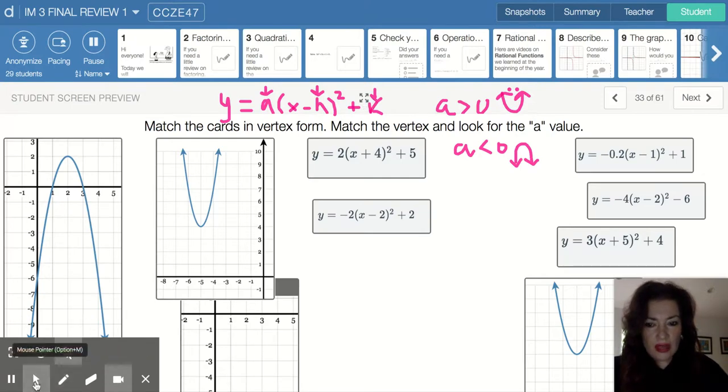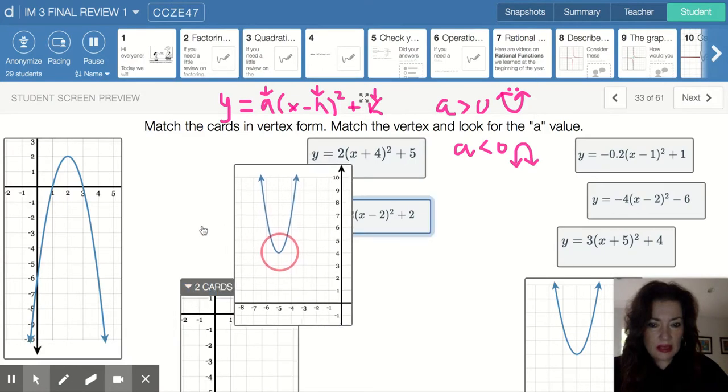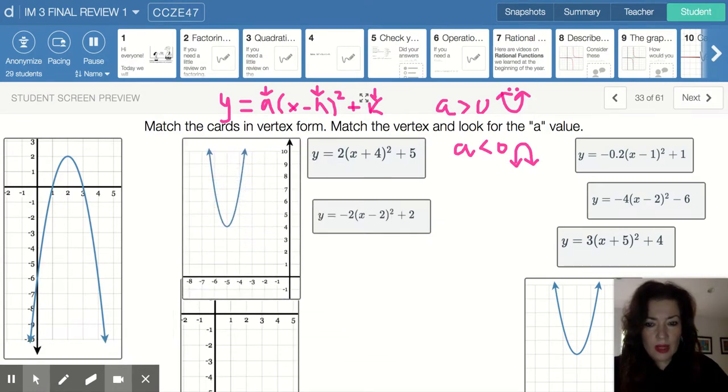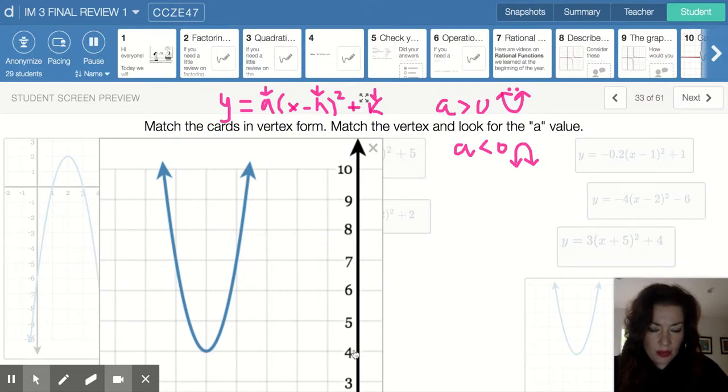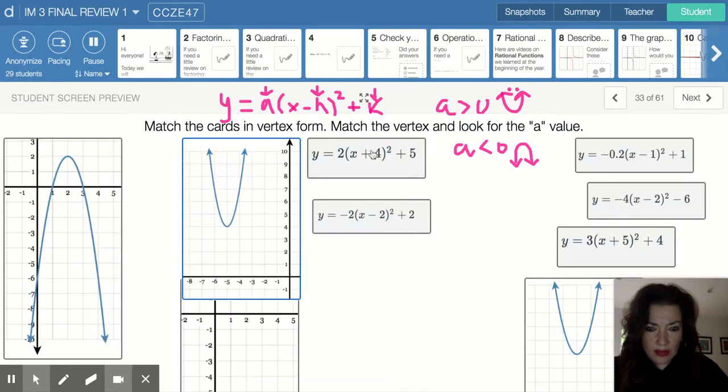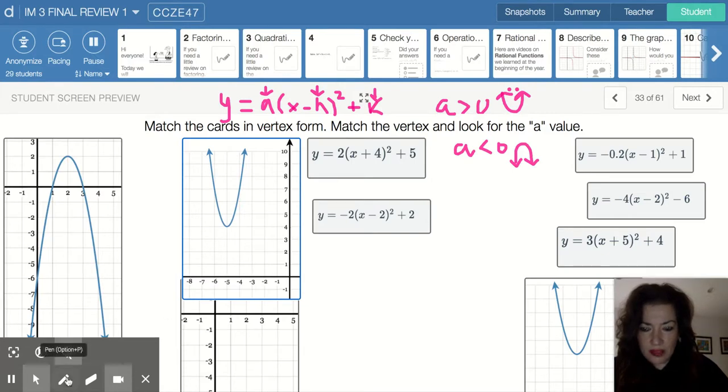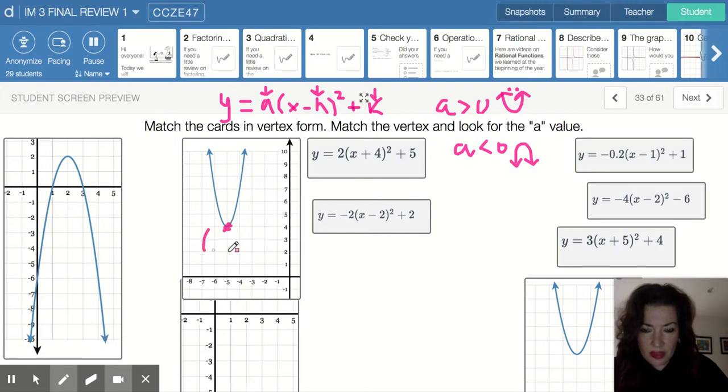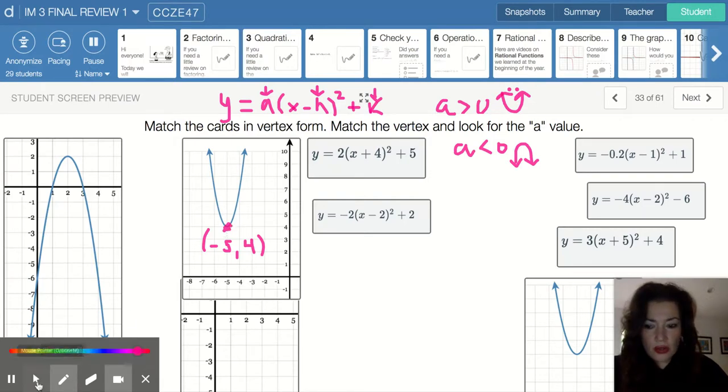So we can start off with any graph. For example, let's look at this graph right here. I can see that the graph has gone 4 up, and let me zoom out of it. So it has gone 4 up and 5 to the left. So right here, this is my vertex. This point is the point (-5, 4). So you're looking for an equation that has an A value that is positive, that has gone 5 left and 4 up. So I can see one right here.